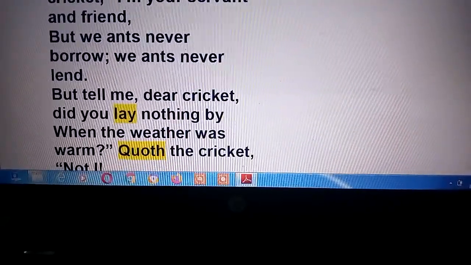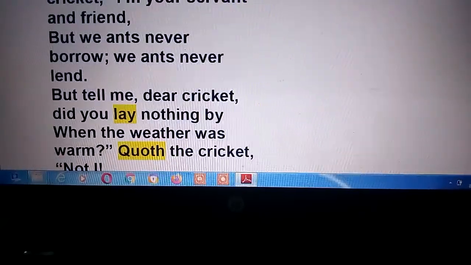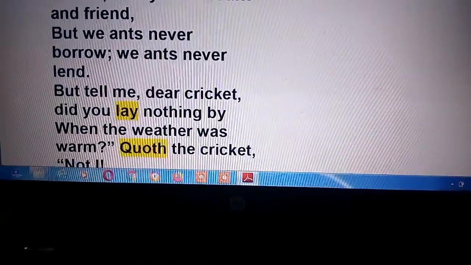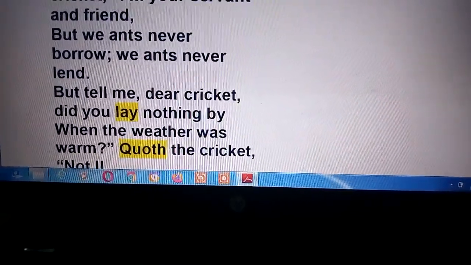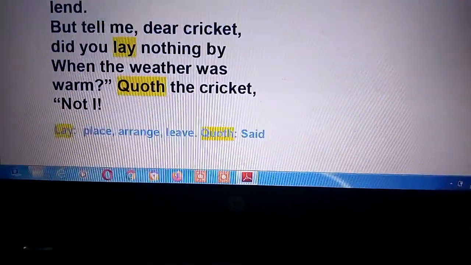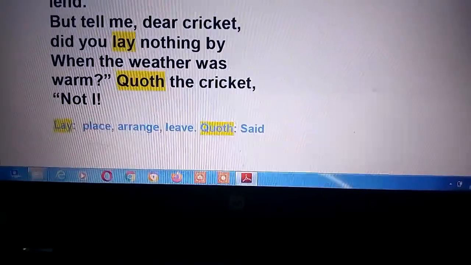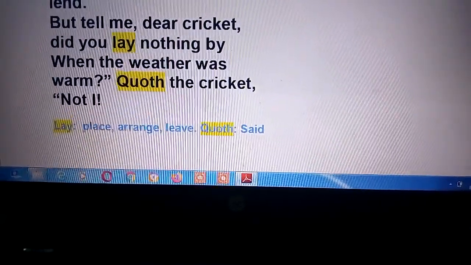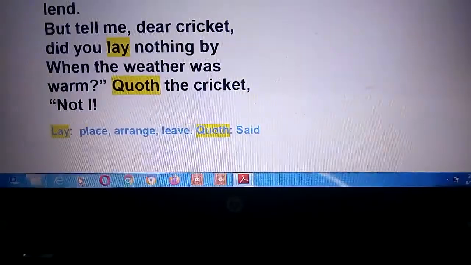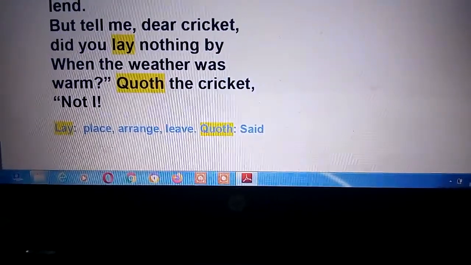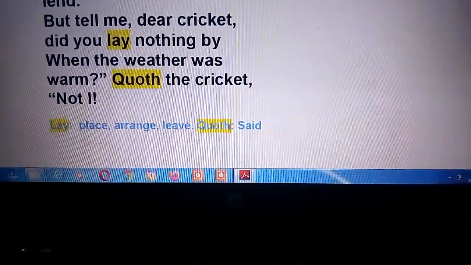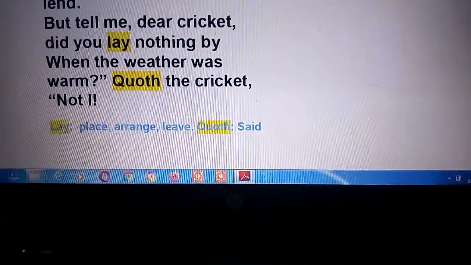But the principle of the ants is that they don't take anything from anyone, and they don't give anything to anyone, don't lend anything for later to be returned. But tell me, dear cricket, what did you lay nothing by when weather was warm? So you lay nothing by means you kept nothing for yourself. You saved nothing for yourself. So did you lay nothing by?